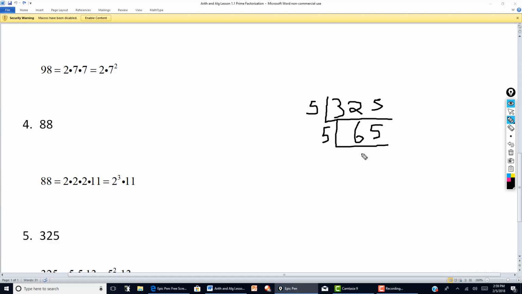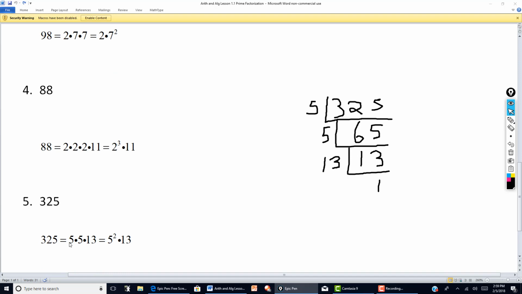So that goes 13 times. Smallest prime that will divide into 13, of course, is 13, because 13 is a prime. This will give me 1. So the prime factorization for 325 would be 5 times 5 times 13, or because we have two factors of 5, we can write that as 5 squared times 13.